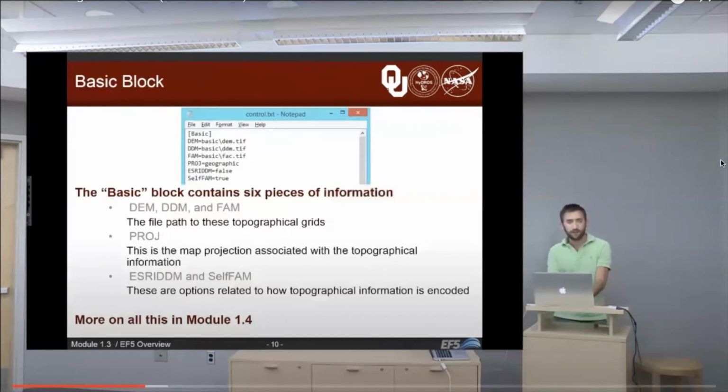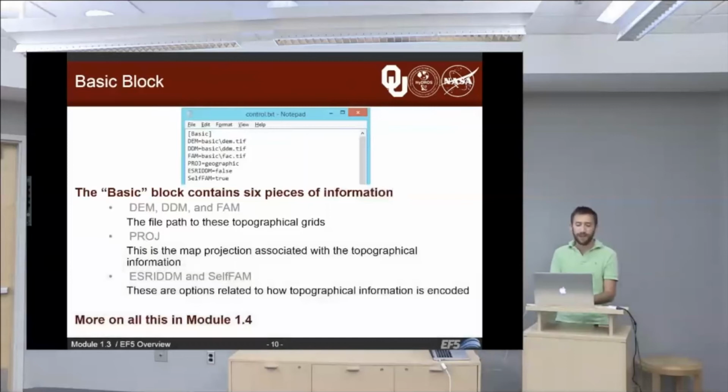The projection option, or PROJ, that's the map projection associated with the topographical information. So in this example, we're using an unprojected, or we're using just a latitude longitude grid, so we call that geographic.